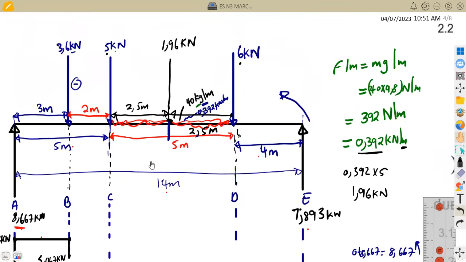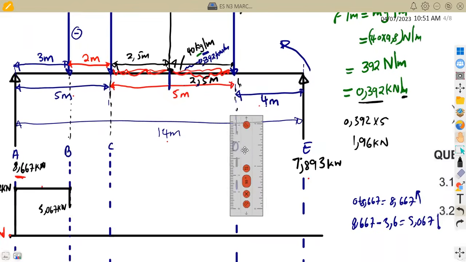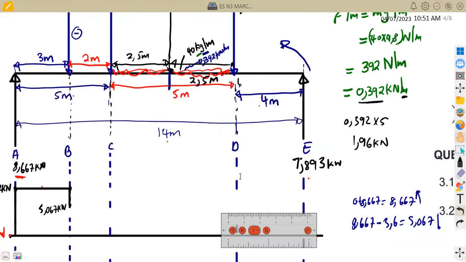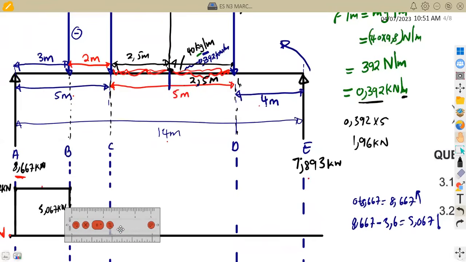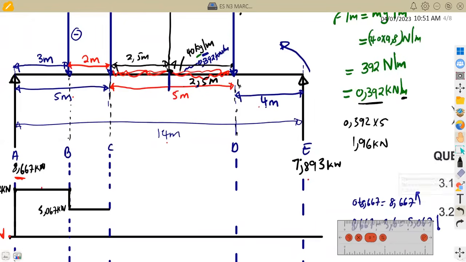So we're going to move again the same way that we did before. So this one is going to be a horizontal line. There's nothing that we have changed. It is moving straight to the point at C, meaning to say we are still at the point of 5.067 at this point. All right.